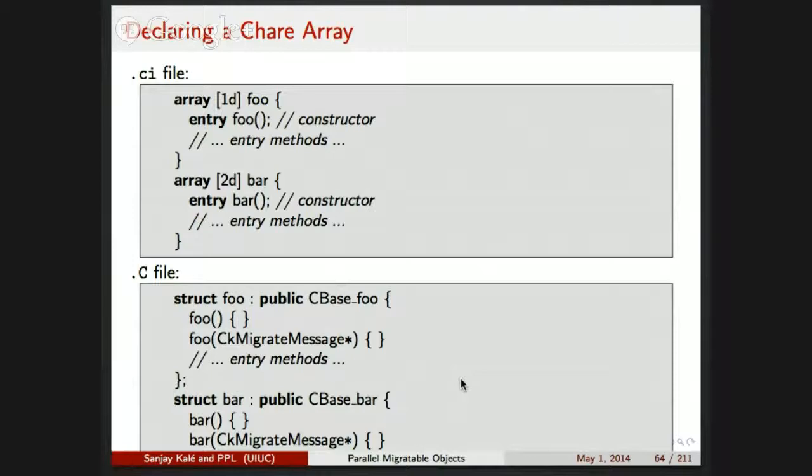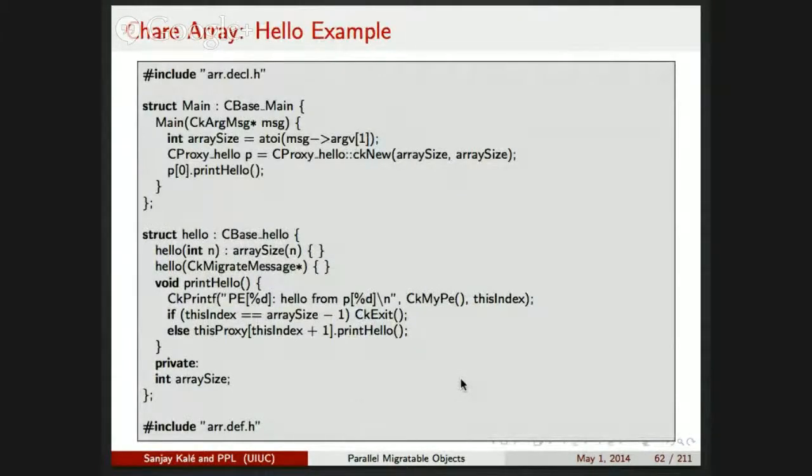In the previous example, that proxy variable there, that got created by Charm through the compilation? Yeah, so the C-base hello is going to contain this proxy, and for arrays, it will also contain this index.